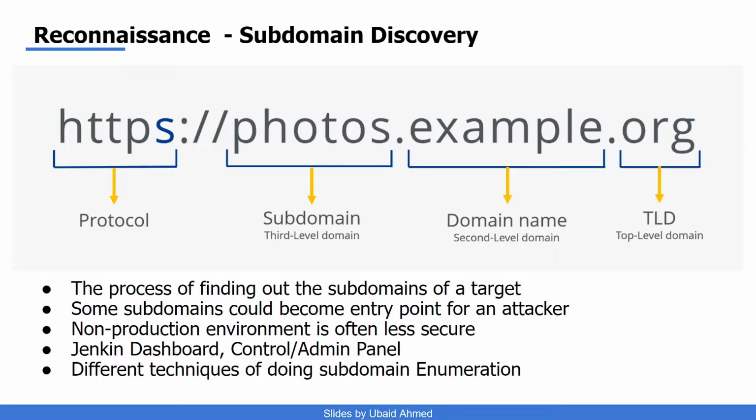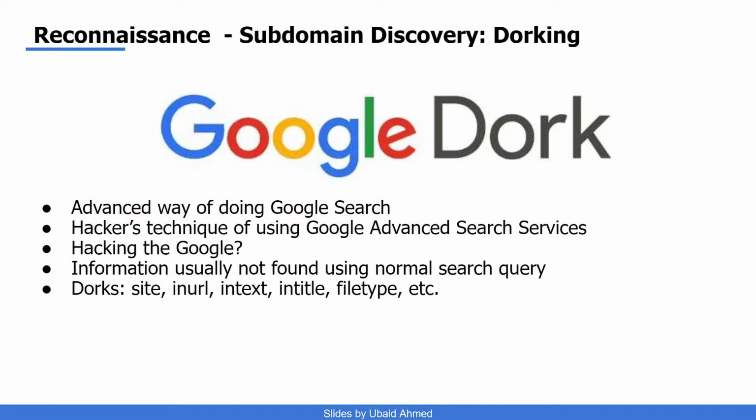Now, there are different ways of performing subdomain enumeration, and the first one is known as Google dorking. Google dorking is the advanced way of doing Google search. It is called the hacker's technique of making use of Google's advanced search services and can help in getting valuable data or hard to find content. It is also known as Google hacking. But it is not the actual hacking that we are doing. We are simply using some advanced techniques for making Google give us the results that we want.